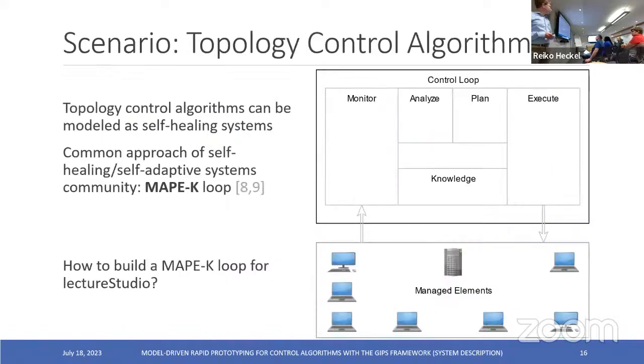Okay, so how do we implement such a topology control algorithm? Such an algorithm can generally be modeled as a so-called self-healing system. A common approach of the self-healing or self-adaptive systems community is the so-called MAPE-K loop. In the MAPE-K loop, we have a set of managed elements down below. The set consists of the lecture studio server and all participating clients. On top of this, we have a control loop, which consists of multiple blocks. The first block is the knowledge block, which holds information about the network transformation part. The monitor block monitors the managed elements and gives this collected data to the analyze block, which analyzes the data. The plan block is then able to construct an adaption plan, and the execute block would deploy this plan to the system.